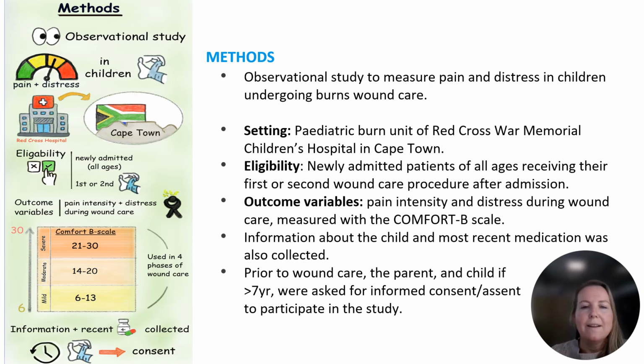Prior to wound care, the parent and child, if older than 7 years, were asked for informed consent or assent to participate in the study. The primary investigator stood at the back of the room, observed the child, and took notes. For example, was a pacifier or dummy given? The investigator used the Comfort B scale to assess pain and distress during the 4 phases of wound care.